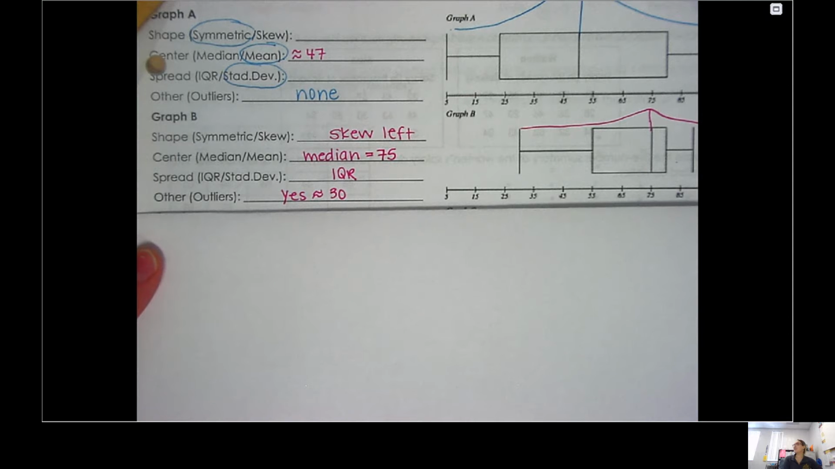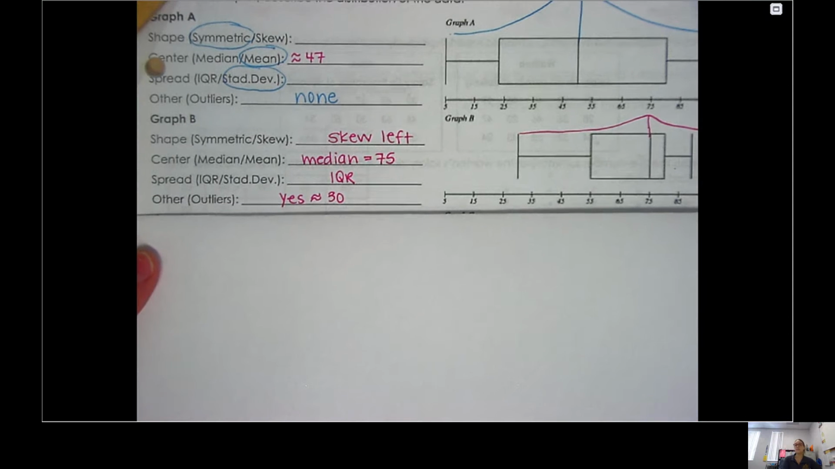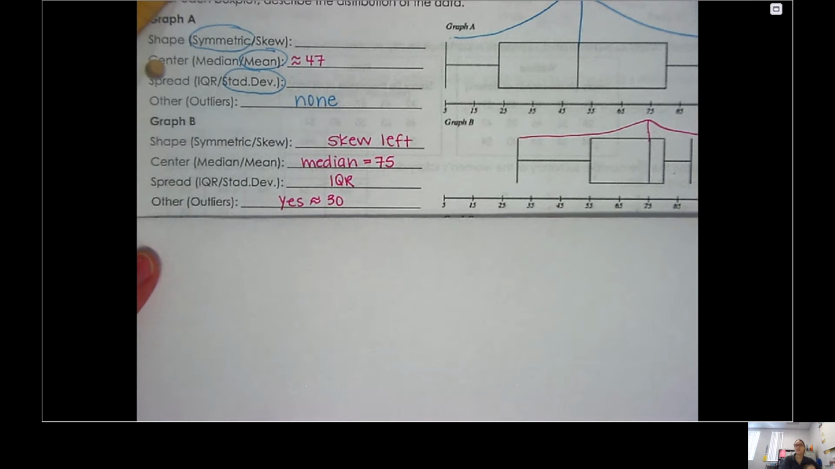Graph B is skewed left because the tail is on the left. Because it's skewed, you're going to use the median for the center. You're going to use the IQR for the spread. And there is one outlier, where this long tail ends. I also decided to write where the median and the outlier were. The median is your center line right here. Your outlier is this piece all the way on the left.